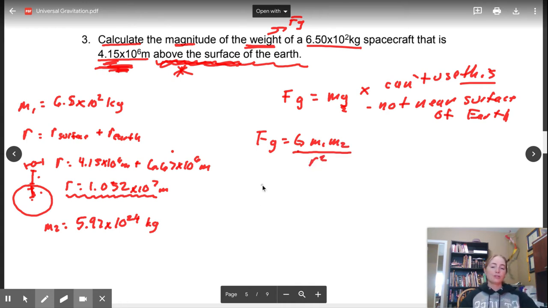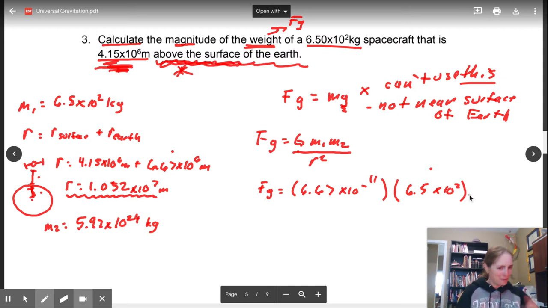Okay, so I'm going to plonk my numbers in. Big G from the back of your data sheet. M1, the mass of the spaceship, the mass of our lovely TIE fighter. If it was the Death Star, then we'd actually have a more significant mass to it. I couldn't make it the Death Star. Death Star weighs way more than 650 kilograms. Times that by our mass of Earth.